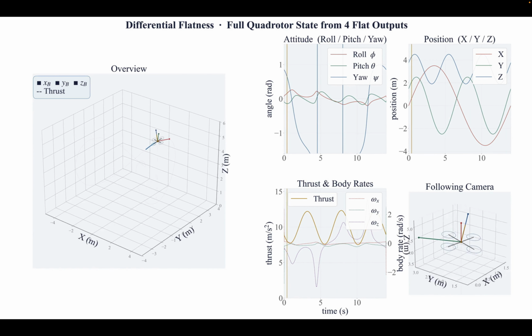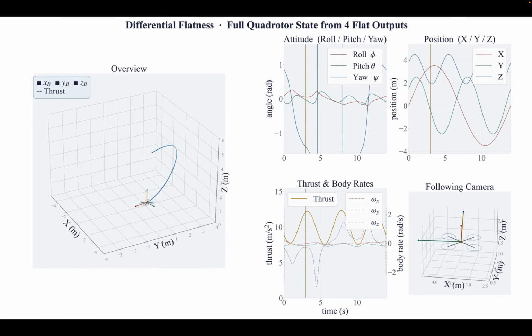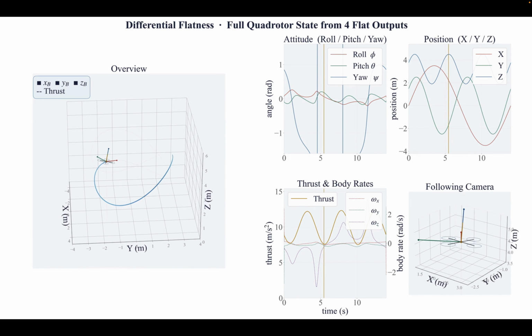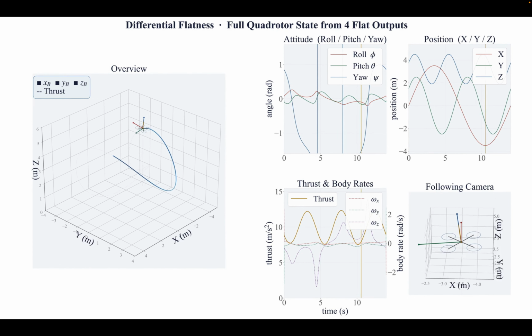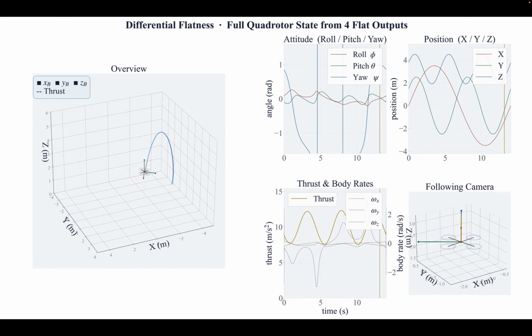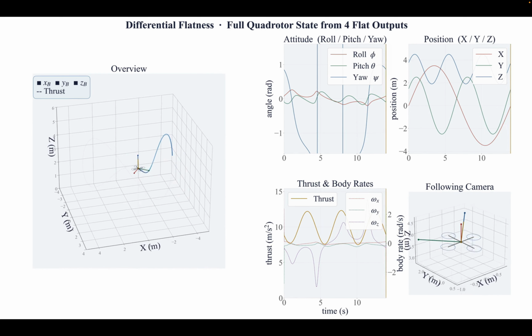This slide summarizes the idea of differential flatness. From only 4 flat outputs, we can reconstruct the full quadrotor state, including position, attitude, thrust, and body rates. Therefore, we do not need to directly optimize the full nonlinear dynamics during planning.